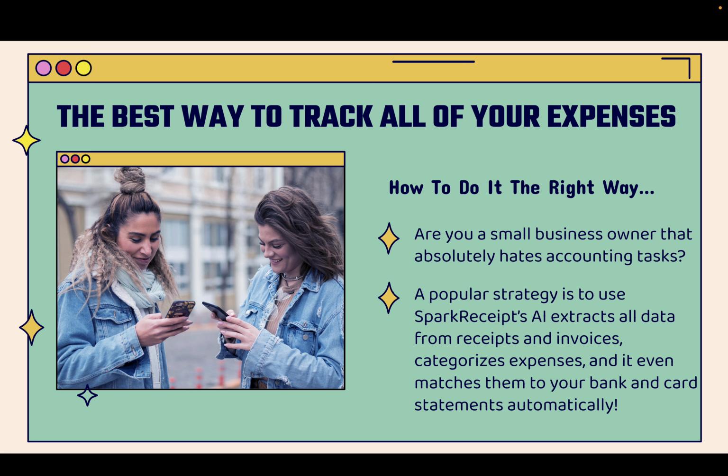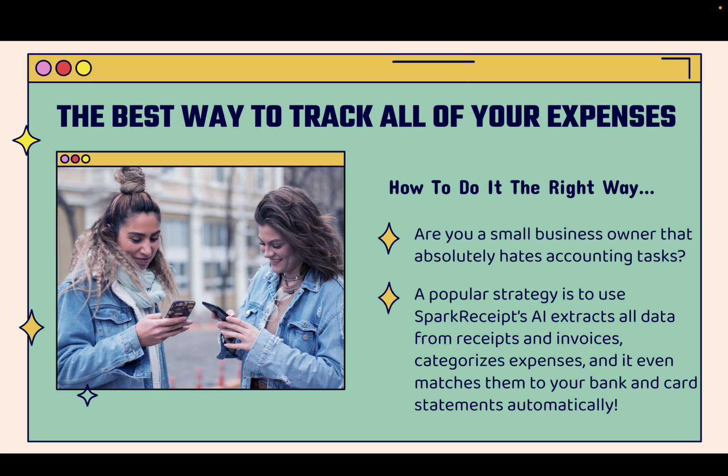And a really popular strategy that business owners are using right now, small, mid-sized business owners like myself, like you, they're using SparkReceipt's AI to automatically extract all of the data from receipts, from invoices, from your vendors, right? All the different financial documents and receipts and paperwork and emails that you get. It's going to automatically extract using AI, and it's going to categorize your expenses. It's even going to match them to your bank and credit card statements automatically. Long story short, it's going to do all of the accounting and bookkeeping work that you don't want to do when it comes to tracking all of your expenses.